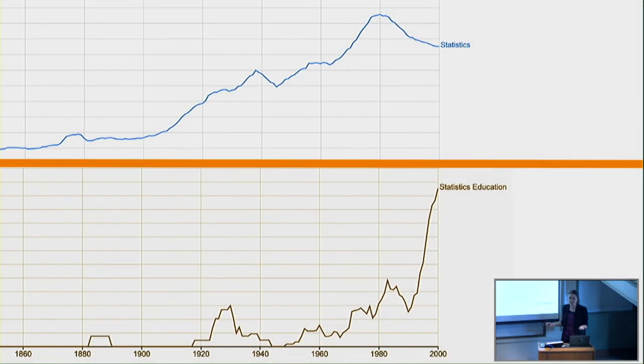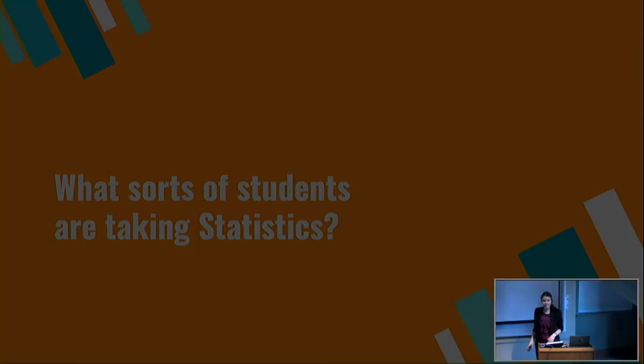In case you think that I might be cherry picking these dates, this is a little Google n-grams trend plot. So Google n-grams tells you the frequency of words in the huge corpus of books that Google has scanned. Statistics, we see, has really grown over the 20th century, but statistics education's come along a little later. So basically, you're all caught up.